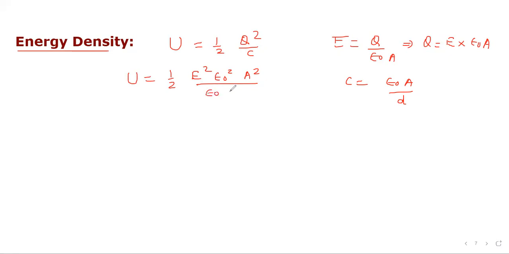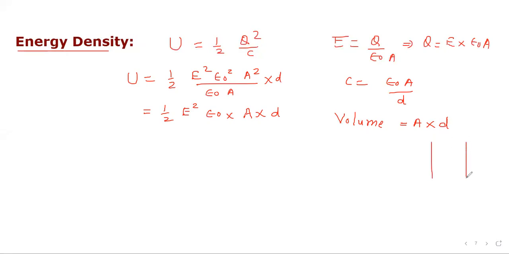So epsilon naught A divided by D can be written in the numerator. So we have got 1 by 2 E square, and one epsilon naught will cancel out. So epsilon naught, one A will also cancel out. So we will be left with A into D. And we know volume equals area into separation in case of a parallel plate capacitor.